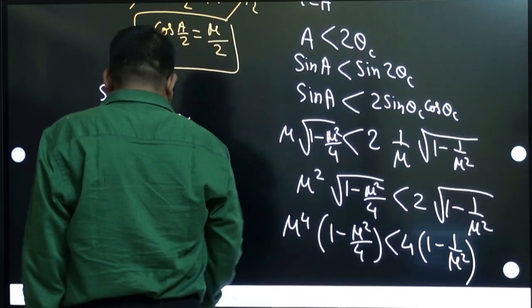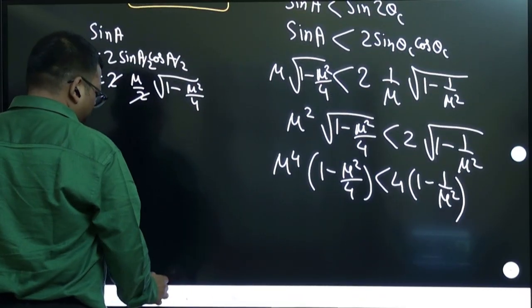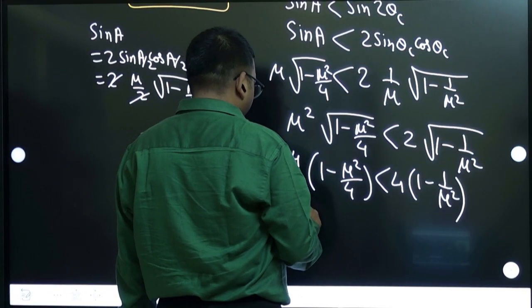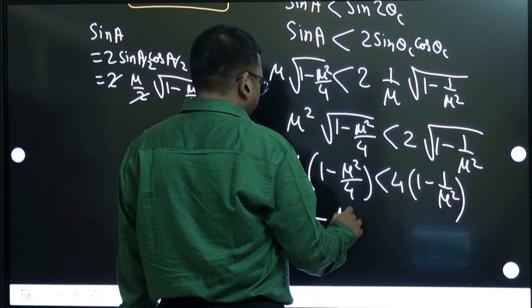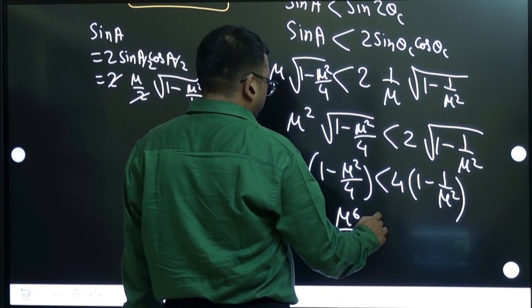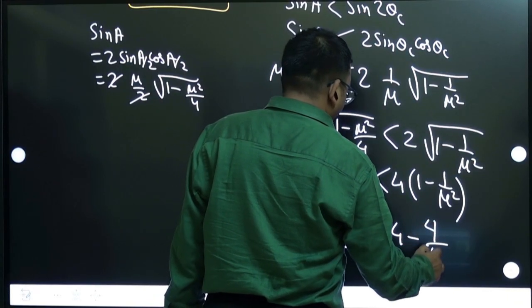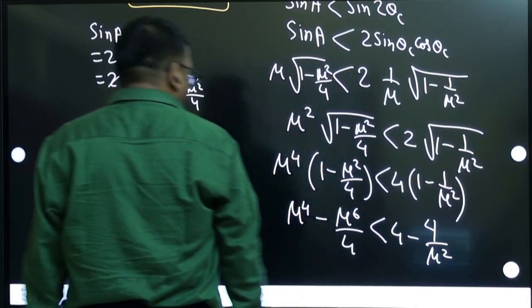Okay, so let us try to take this out. If I open this, mu power 6 by 4 will become less than 4 minus 4 by mu square. That becomes quite heavy.